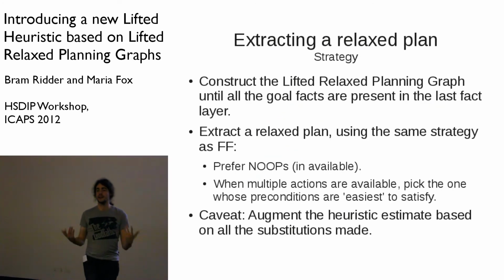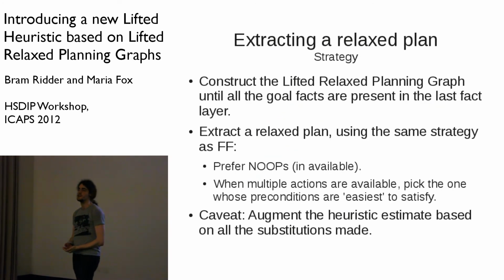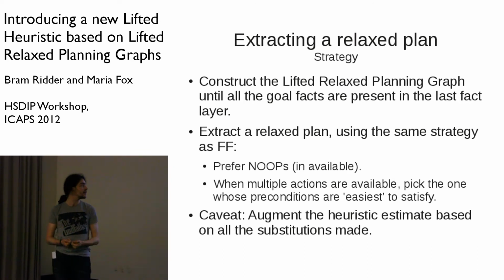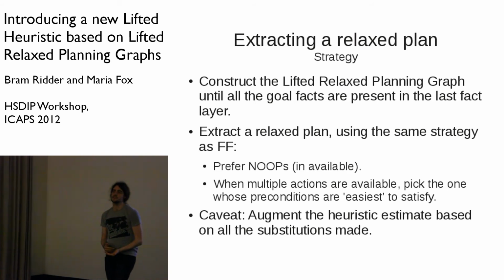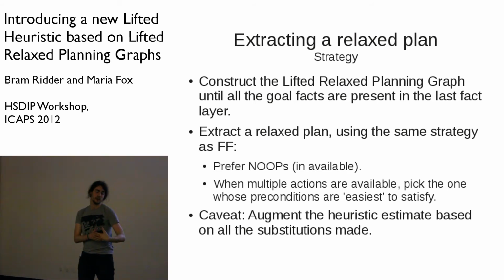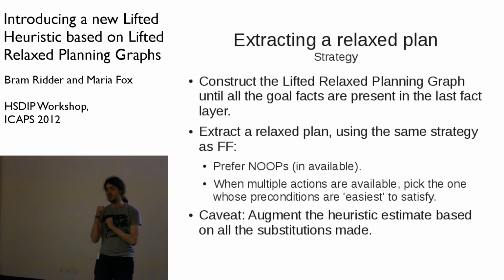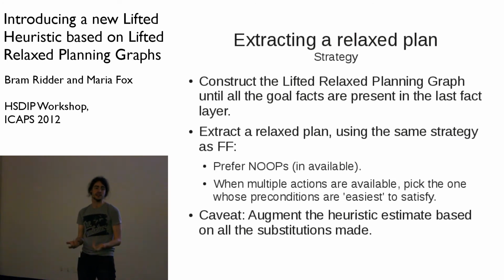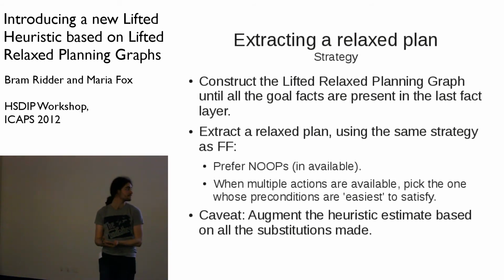Right, so having a lifted RPG, we now look at how we extract a heuristic from it. And we're going to compare this to FF. We've tried to use the same strategies FF uses when extracting a relaxed plan, which means if we've got a no-op we can apply, we use the no-op, and if there are multiple achievers for an effect in the relaxed planning graph, we basically use a simple heuristic to determine which of the preconditions are easy to achieve and go with that action.